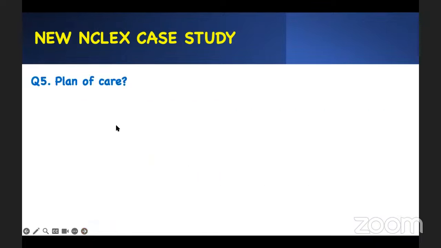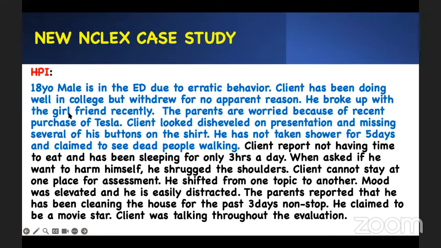And then finally, we have to have a plan of care. What do you think? What are you going to do with this patient? Once again, look at the case, a long case, 18 years old. Erratic behavior, just walking. Client has been doing well in college, withdrew for no apparent reason. He broke up with his girlfriend. The parents are worried because he bought a Tesla recently, probably used the money for college to do that. He looked disheveled on presentation. He's missing several buttons of his shirt. He has not showered for 5 days. He sees dead people walking. He has not eaten anything, and he's not sleeping. Only sleeping 3 hours a day.